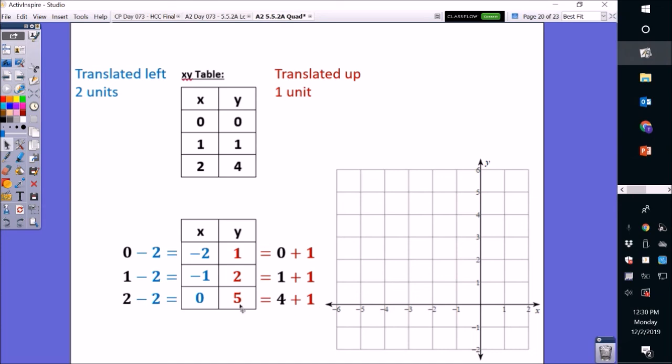So after I apply the transformation, then I have my new coordinate points for the new function h of x. So again, the first point is -2, 1, which is the vertex. Then the second point is -1, 2. And then my third point is 0, 5. After you identify the transformation, then you're going to plot the points and then start from the vertex by connecting the 2 other points, which is shown right here.